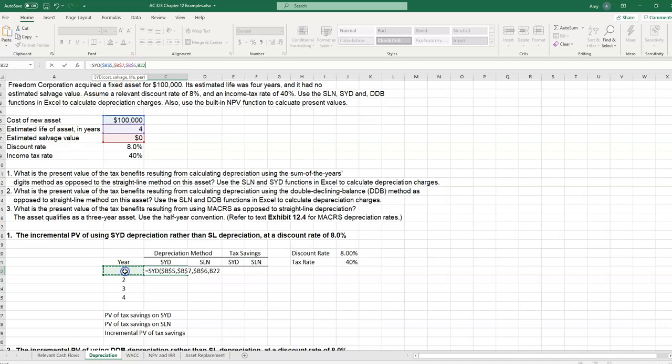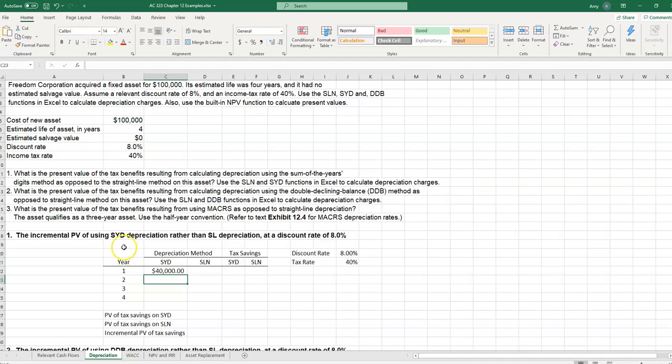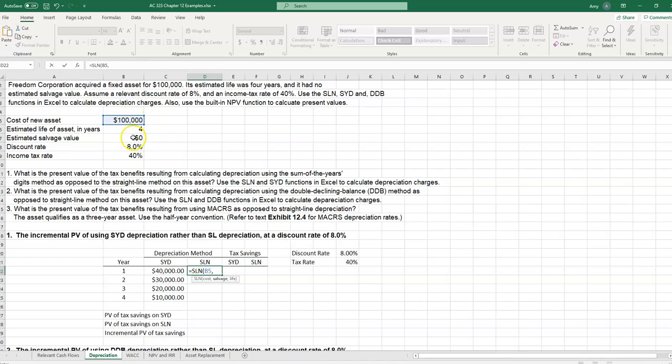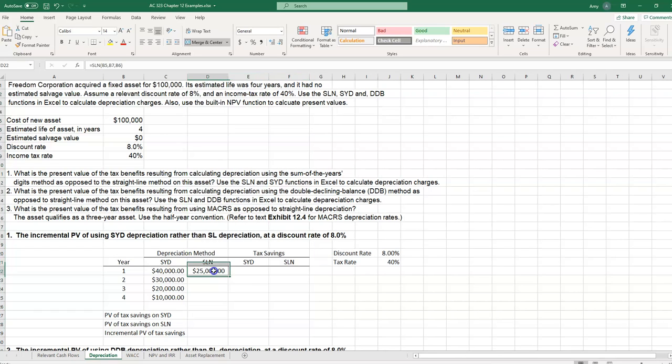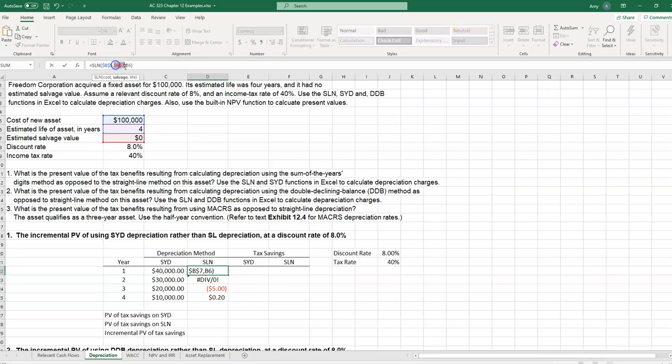We then select year one, and we can copy this down, and that gives us our sum of years digits depreciation every year. Then we're going to calculate straight line depreciation. So we need cost, salvage value, and life. Straight line is, we need to lock those so we can copy them down.